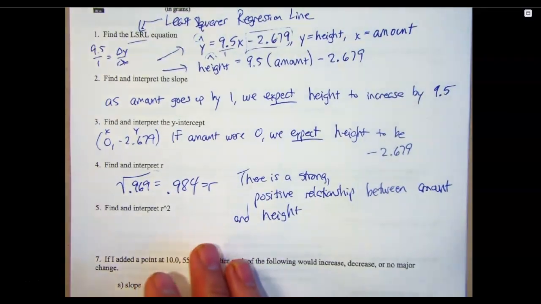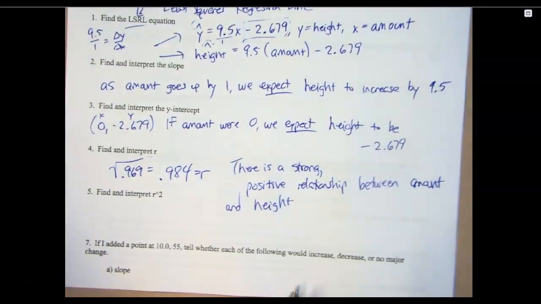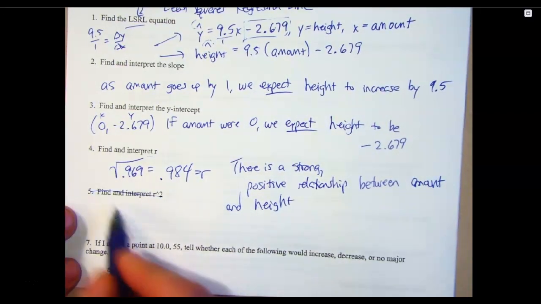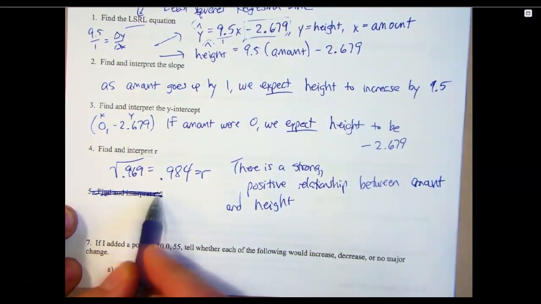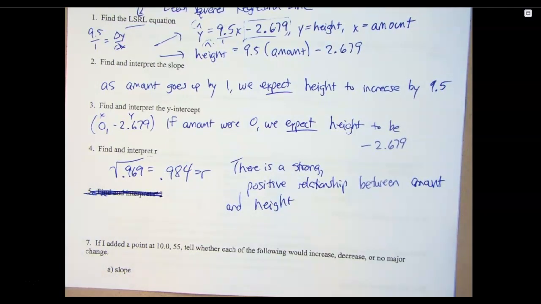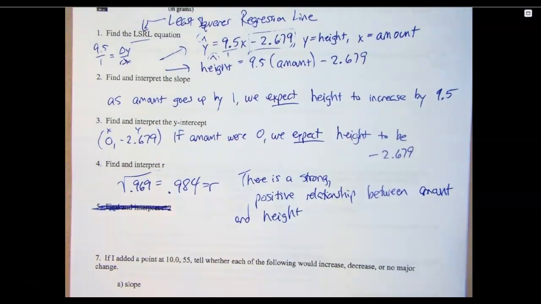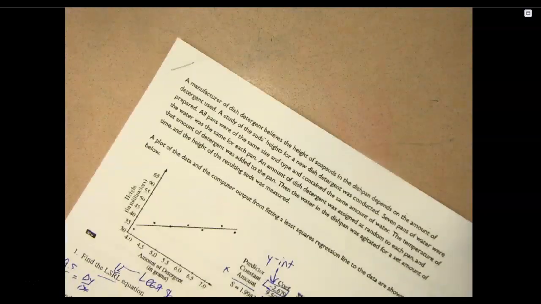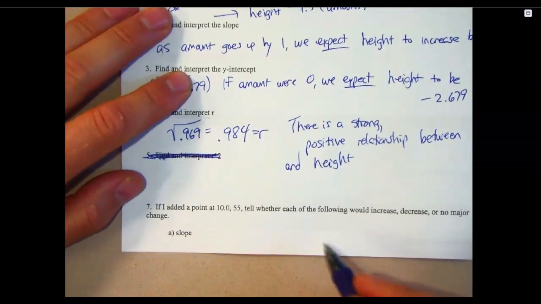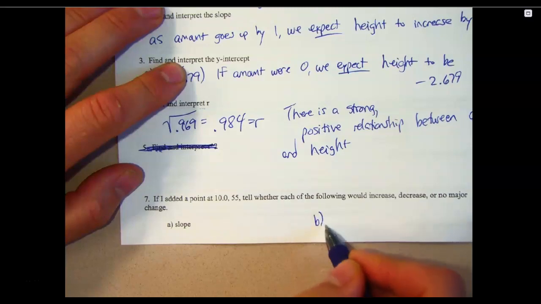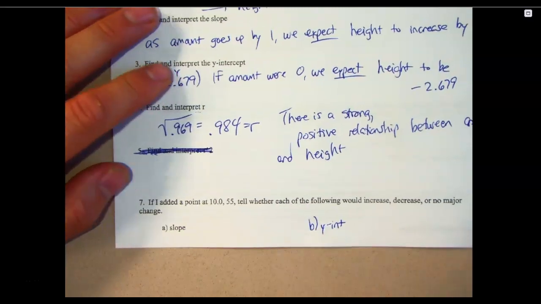We're still good? Finally, interpret r squared, cross that out. And then number 7 is what I really want to get into a little bit. Part of that was review, part of it's computer thing. B got cut off for some reason, so over here, put B, y-intercepts.